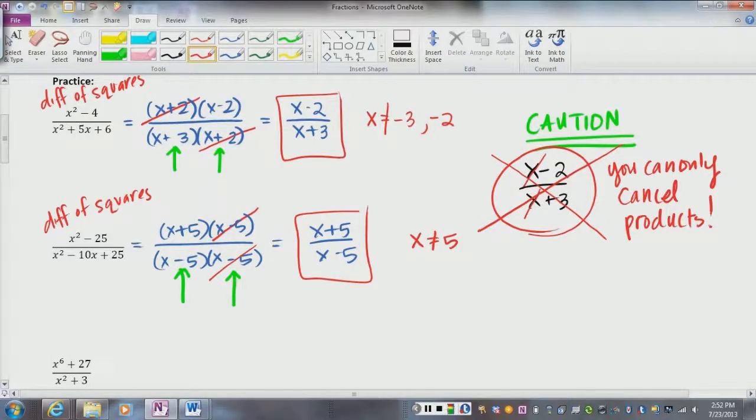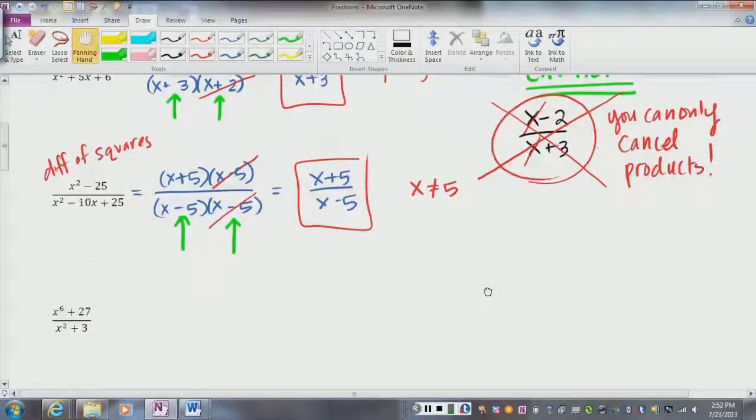Very, very important here. You can only cancel products. So if you can't write it as a product, which we do by factoring, you can't simplify it further. Looking at this second problem, I know I can't reduce this further because this is x plus 5. This is a sum. This is x minus 5. This is a difference. These are not written as products. I can't go on. Let's do another one.